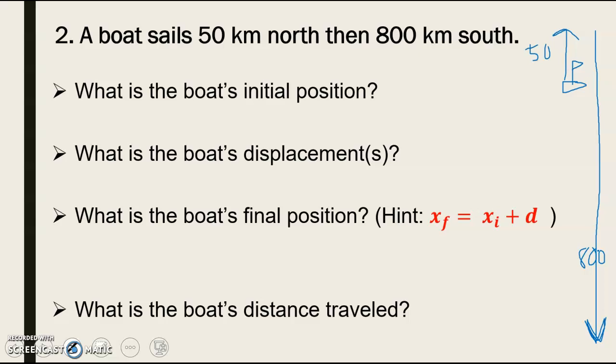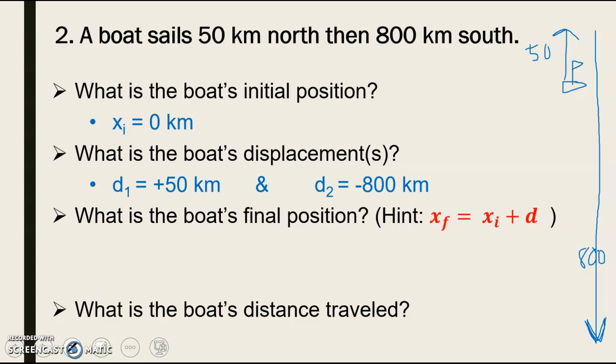What is the boat's initial position? Remember, if the problem doesn't tell you a specific initial position, you can assume that it's 0. So xi equals 0. What is the boat's displacement or displacements? In this case, we move twice, so there are 2 of them. The first one, you move forward or north, or positive 50 kilometers. For the second one, it would be a negative 800 kilometers because it's in the opposite direction, south.